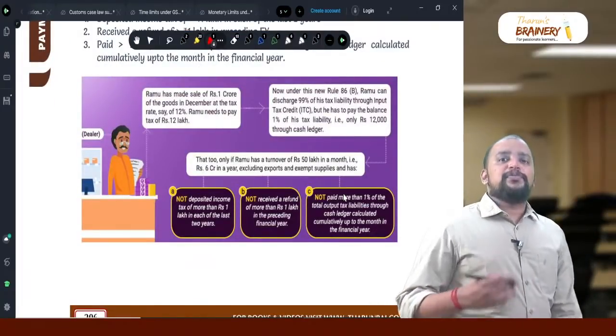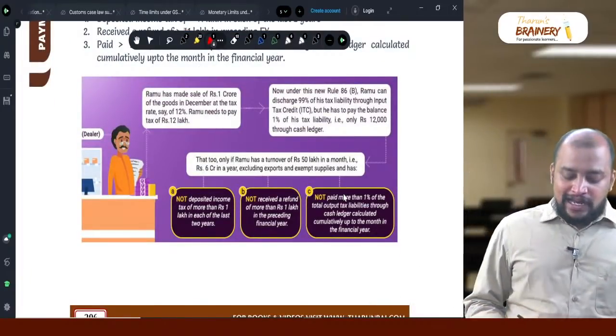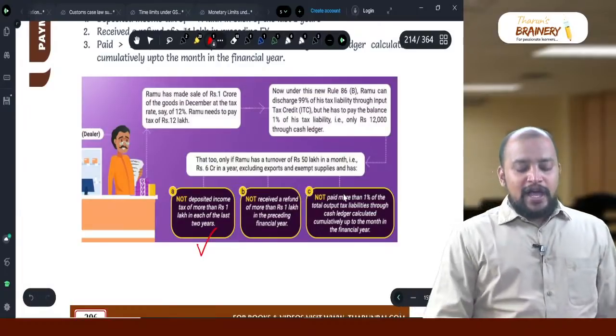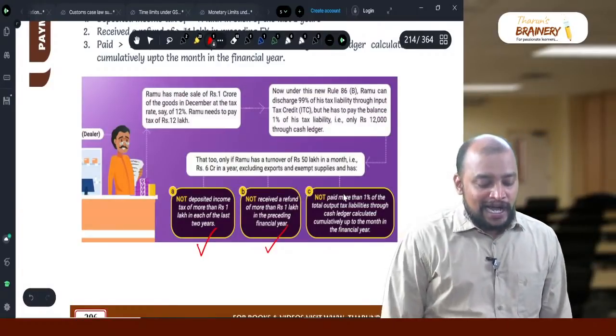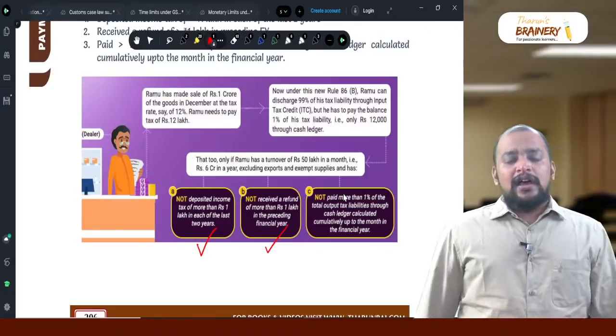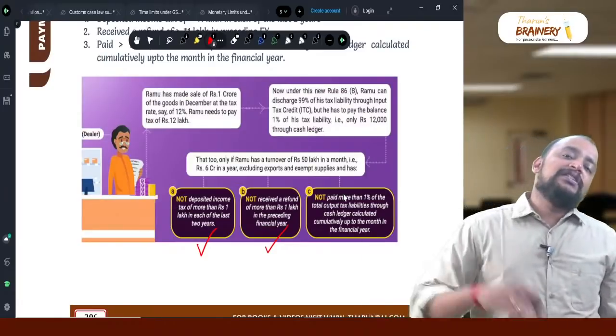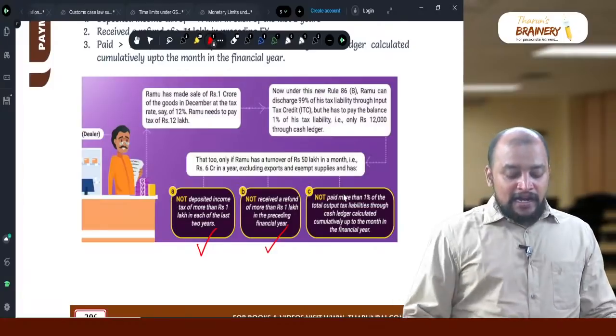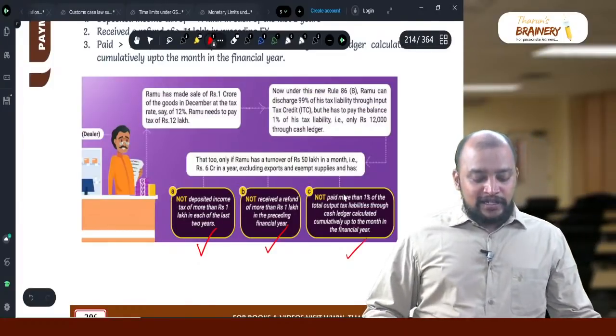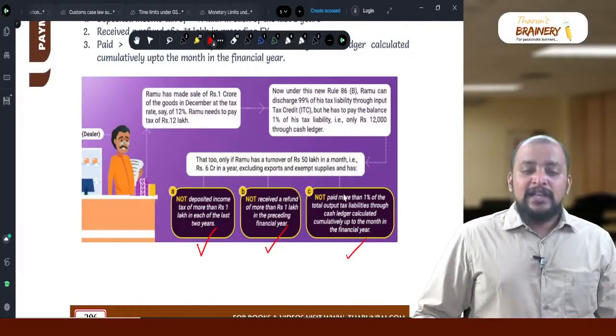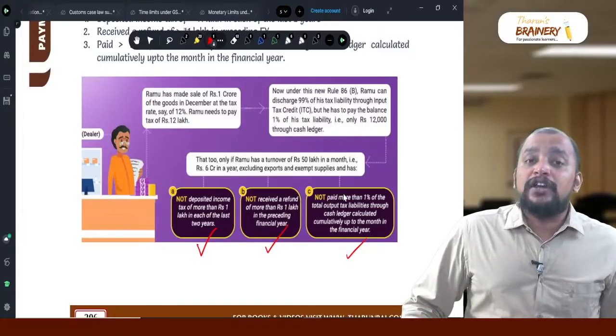That is, you have deposited more than 1 lakh in each of the last 2 years, or you have not received a refund of more than 1 lakh in the preceding financial year, then only it is applicable, which means if you have received the refund, then it is not applicable. And not paid more than 1% of total tax liability accumulated. So refund under which head? Refund of unutilized ITC.